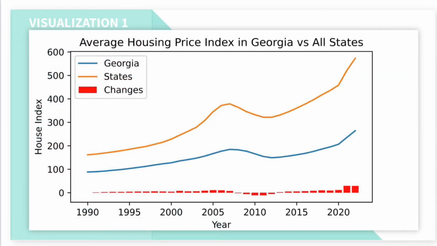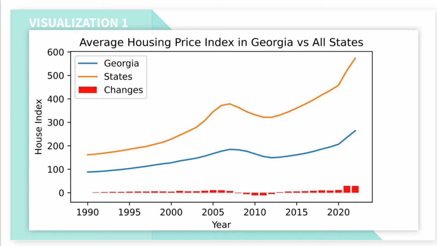And this is our first visualization for Insight 1, using Matplotlib to create 3 different data graphs and condense them into one. We also use the legend function to include all of the annotations for better clarity. The blue line is for Georgia, the orange line is for all states, and the red bar graph is for the changes in Georgia year by year.